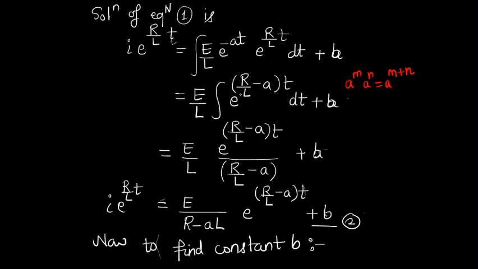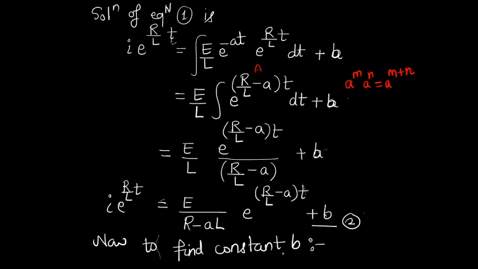This is completely a constant term. Say for example it is like capital A, so e raised to power At. What is the integration of e raised to power At? It's e raised to power At upon A. So integration is done. Simplify it further. We will multiply by L here. So what will it be? R minus AL by L. Then L will get cancelled, so we are left with E upon R minus AL into this term plus B.